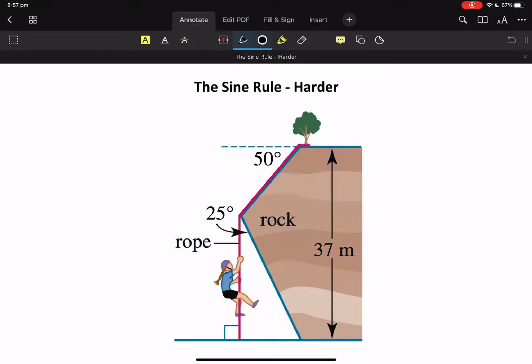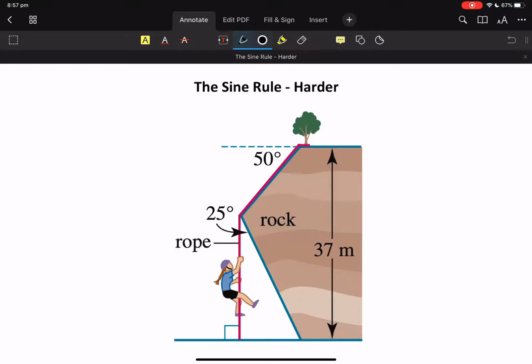Okay, let's go a little bit harder with the sine rule. This is straight from the book. The sine rule, okay. I guess I'm telling you this is the sine rule, but again, in the exam you're not going to know which one to use. So we're going to have to talk about when you use which rules in a future video.